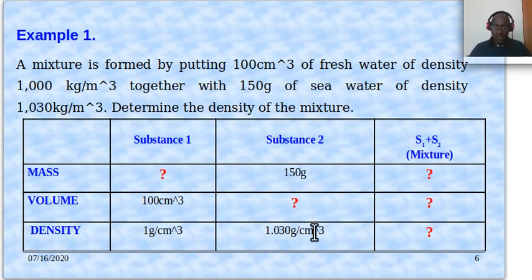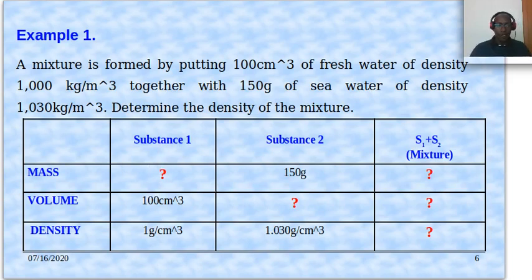So you see, in this table, we have empty boxes, no values here. We don't have the mass of substance 1. We don't have the volume of substance 2. And therefore, there is no way we can determine the mass of the mixture and the volume of the mixture. So to get these two, you must first get these two here. You have to find the mass and the volume of these substances.